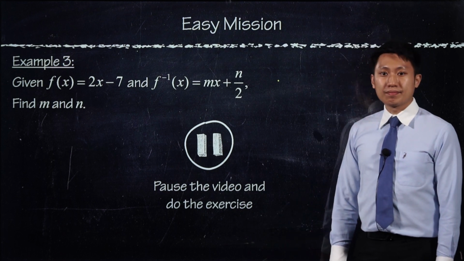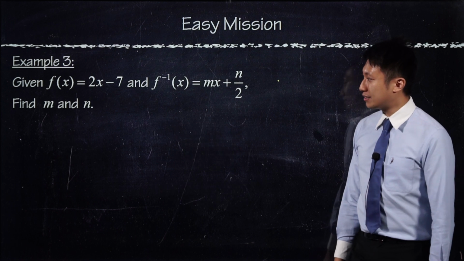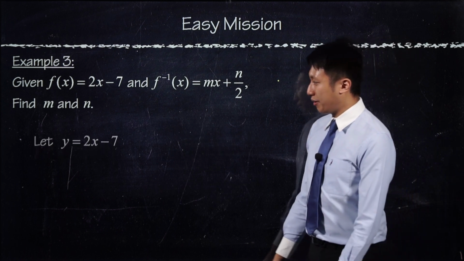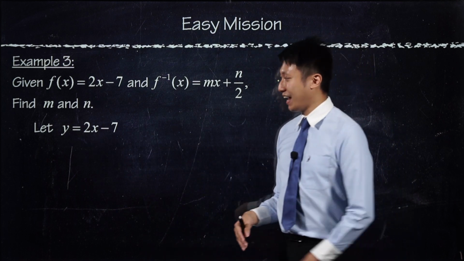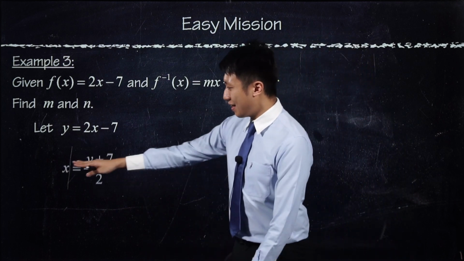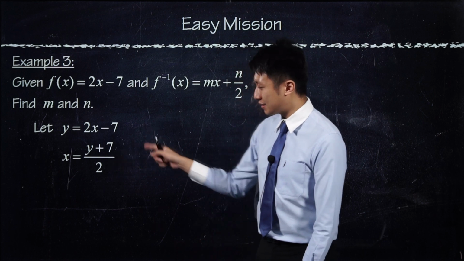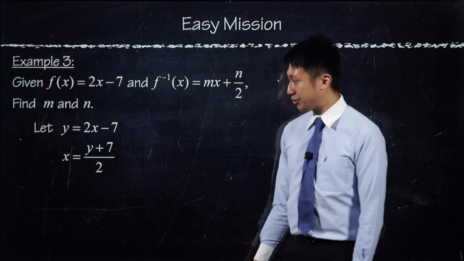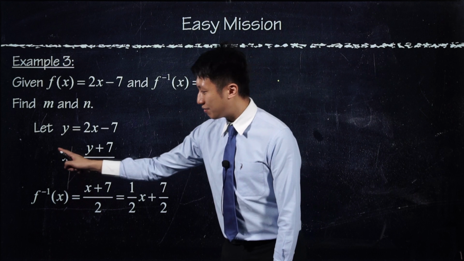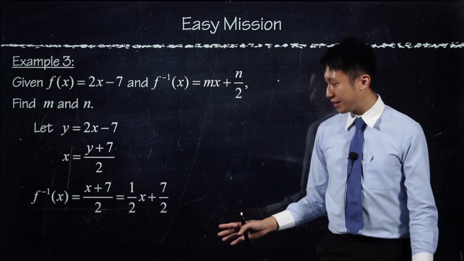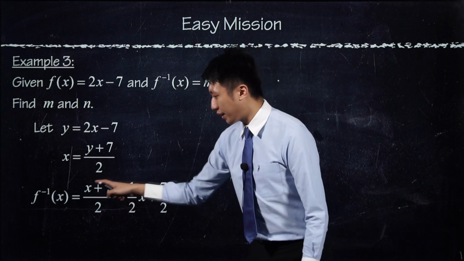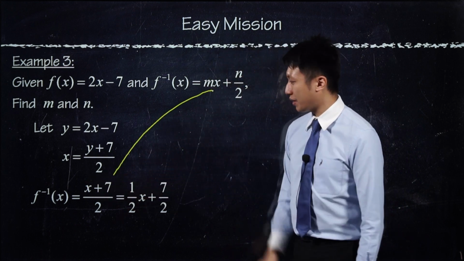Okay, all right, let's do it. What do you do? Let y and find x. x is equal to (y plus 7) divided by 2. So what I do is I just write f inverse of x, changing this y to x. Okay, then I'm done. So this one is equal to this one.